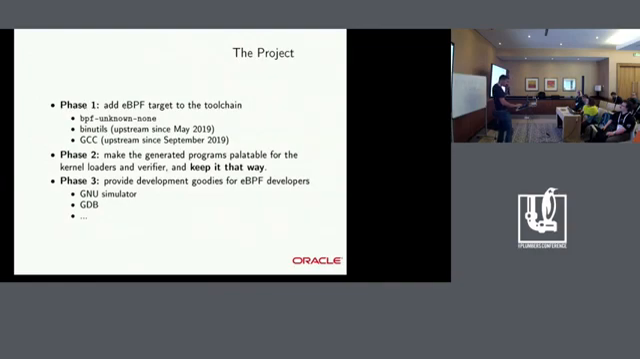So the project itself that we started a few months ago, the first phase, which is done, was to add BPF support to the toolchain itself. So we introduced a new GNU triplet, which is bpf-unknown-none, in BFD, the ELF headers in binutils and whatnot. Then we made a first port of binutils, meaning supporting the assembler, opcodes, disassembler, and this was upstream already in May 2019.